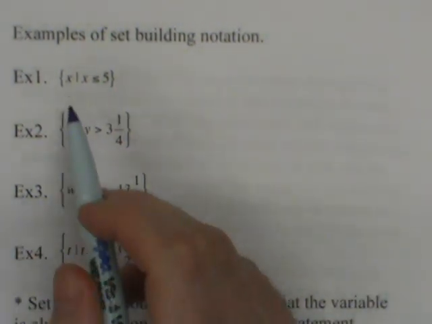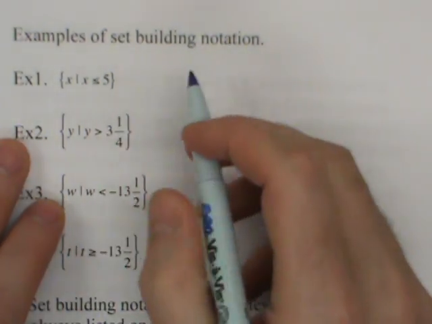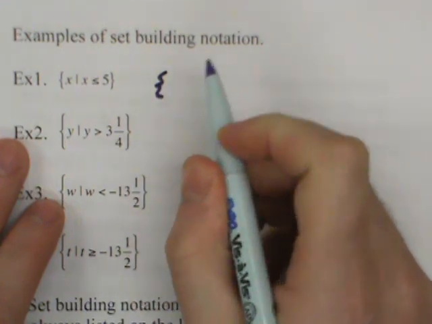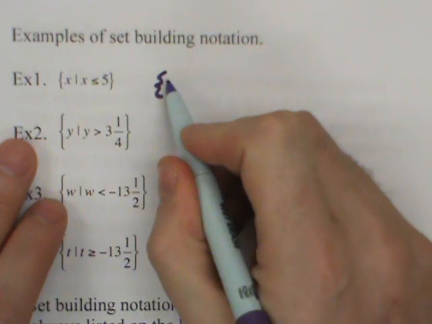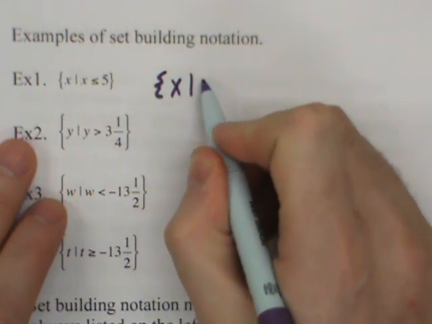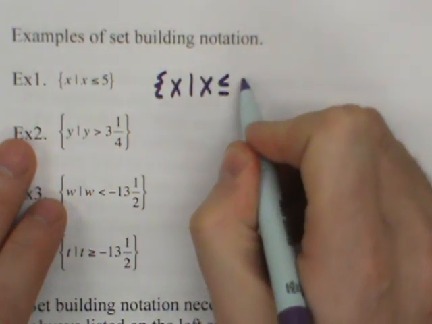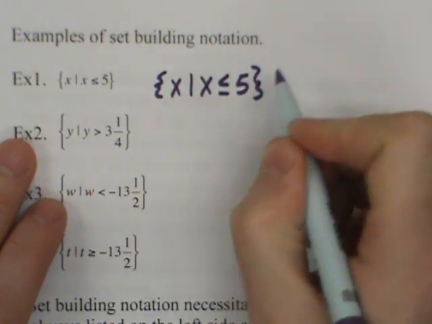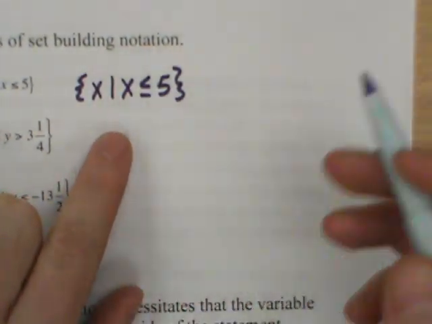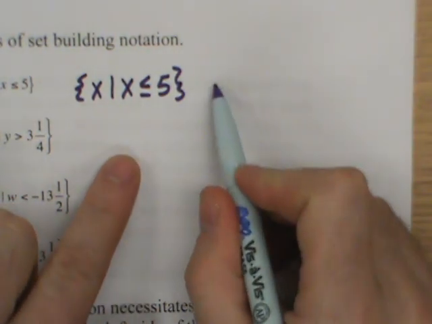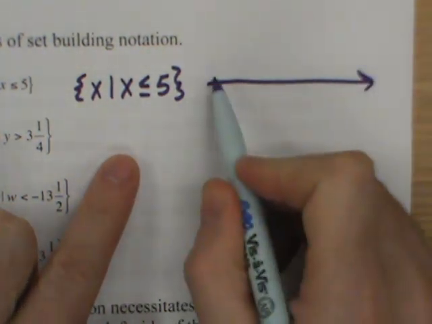The set building notation looks just like this. It's the set notation where you do the S, the backwards S. And then how it's read is this. The set x such that x is less than or equal to 5. Now when you solve your problems, you're going to write set building notation and then you're going to graph it. And the graphing shouldn't be anything that takes a whole lot of time.